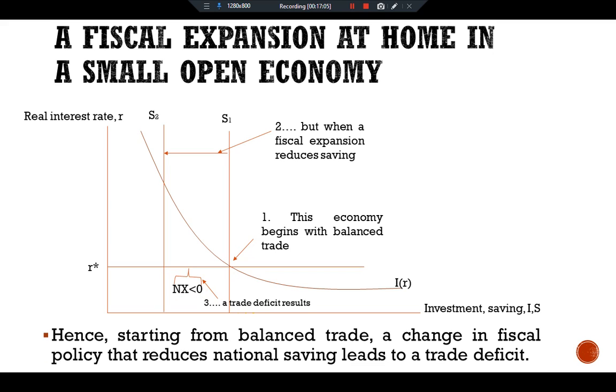Hence, starting from balanced trade, from this point, a change in fiscal policy that reduces national saving leaves us in this position, and reduced saving leads to a trade deficit in the economy.